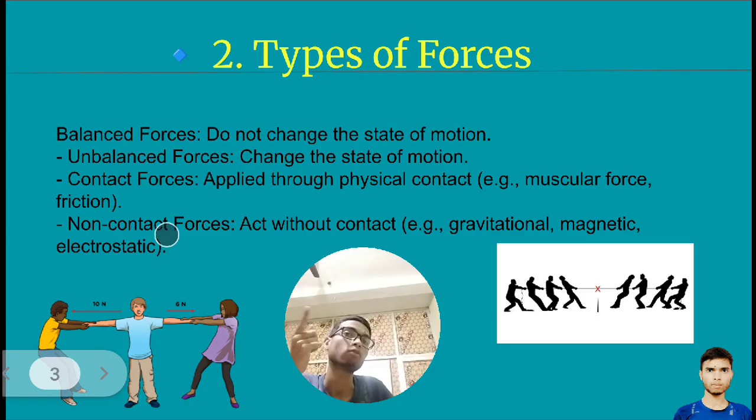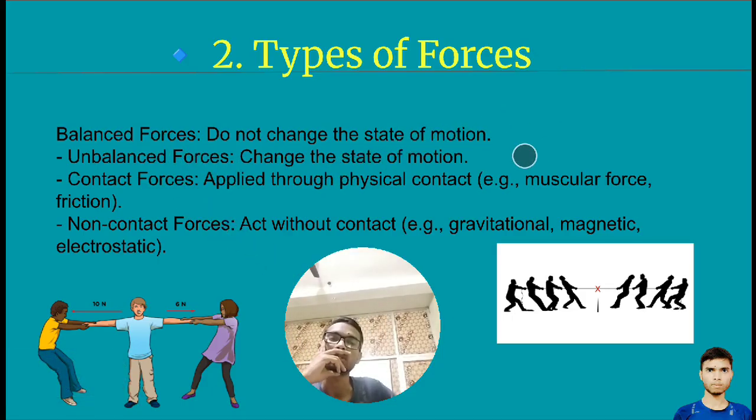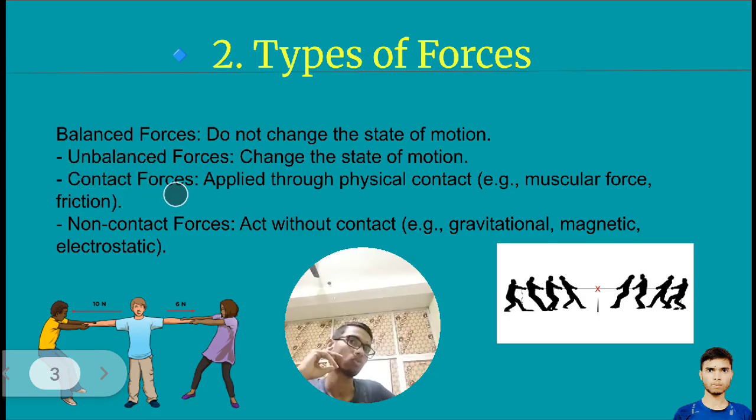But in the case of pushing, what will happen? In the case of pushing, it will be opposite. Clear? So we have understood the meaning of balanced force and unbalanced force as well. Next is contact force.